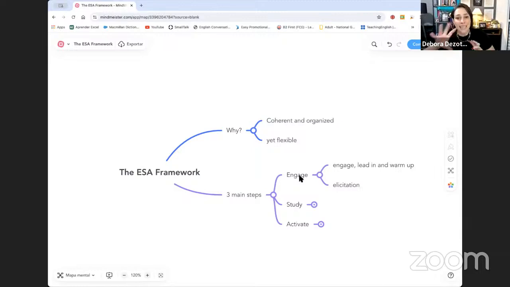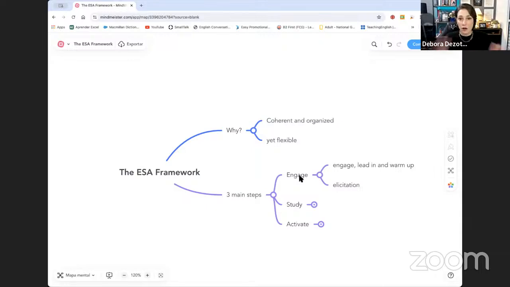And then in the engage phase, you can already feel, you can observe, right? You can notice what your students know, what might be new for them, what you will need to refresh, what you need to present entirely to them. So it's a very good stage to have an idea of where exactly you're going to have to focus.